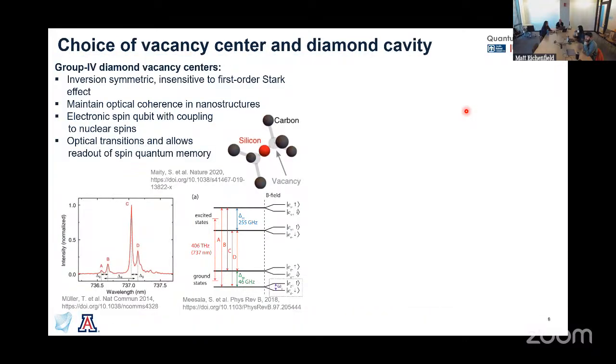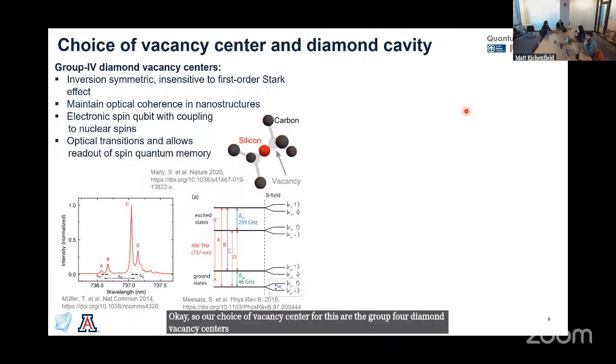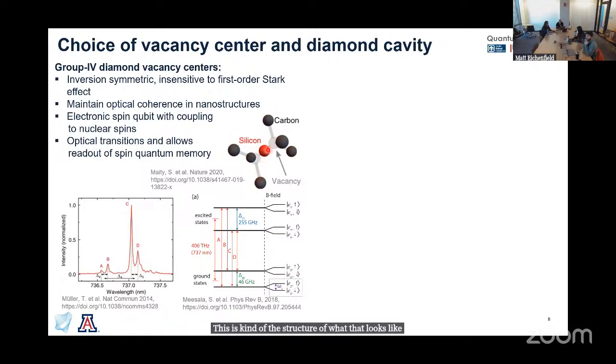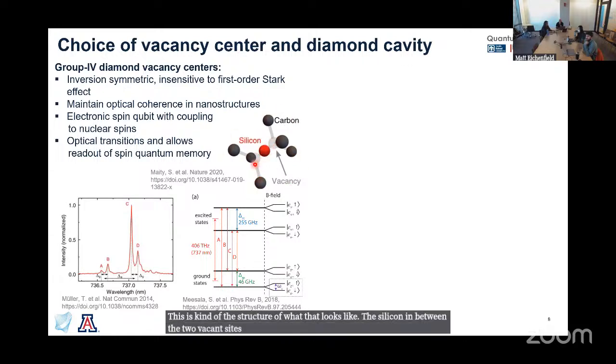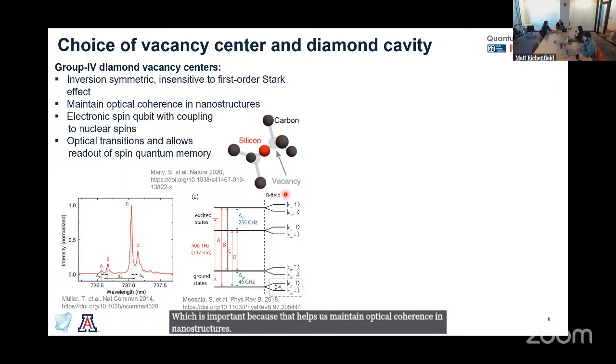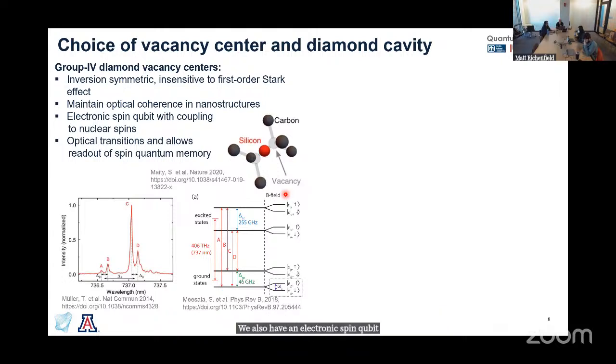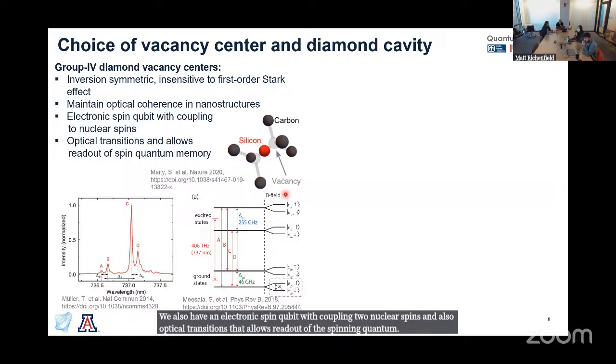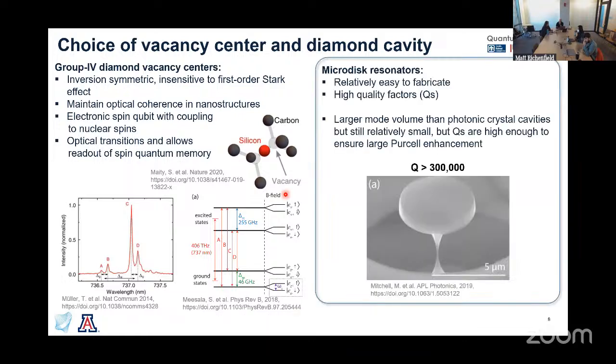Okay, so our choice of vacancy center for this are the group 4 diamond vacancy centers, including the silicon vacancy center. This is the structure of what that looks like, the silicon in between the two vacant sites in the carbon lattice. This structure is inversion symmetric, which makes it insensitive to the first order Stark effect, which is important because that helps us maintain optical coherence in nanostructures. We also have an electronic spin qubit with coupling to nuclear spins, and also optical transitions that allow readout of the spin quantum number. And our choice of cavity is the microdisc resonator.